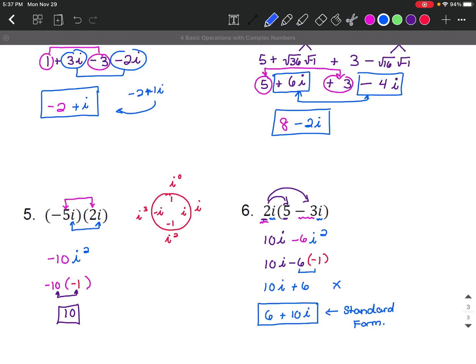Okay, guys, this is where we're going to stop. Remember, a complex number has a real part, which is just a number, plus an imaginary part, which has the i, which is the square root of negative 1. When we are combining them, we combine real parts with real parts and imaginary parts with imaginary parts.